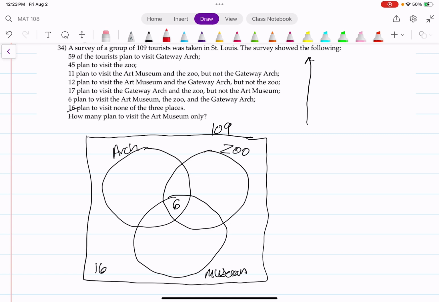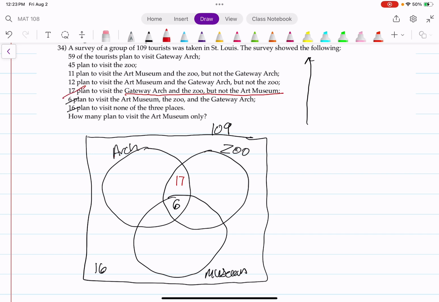Cross out 6 by the way. 17 plan to visit the Gateway Arch and the zoo, but not the art museum. So they plan to visit 2 of the 3 places. So once again, they plan to visit the Gateway Arch and the zoo, but not the art museum. 17 is going to go here. Because the section where I placed the 17 is both the Gateway Arch and the zoo, but that section is not the art museum.